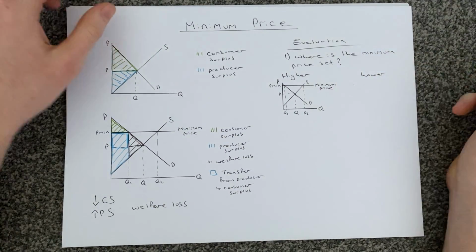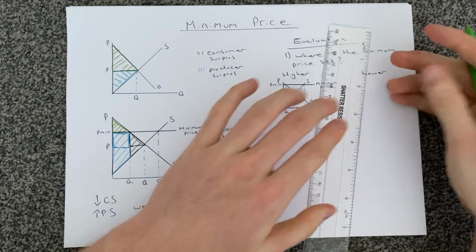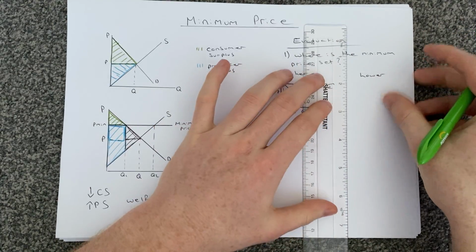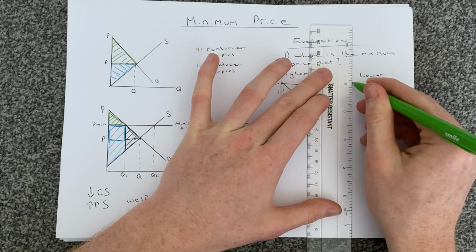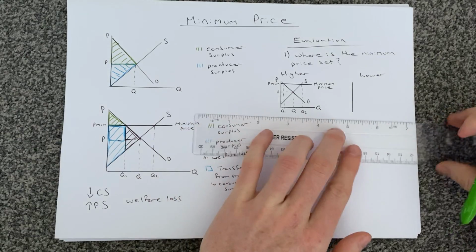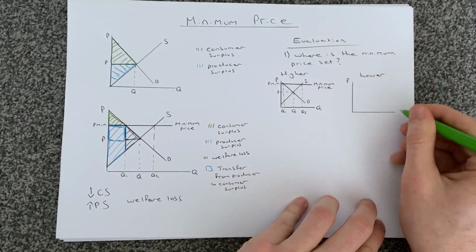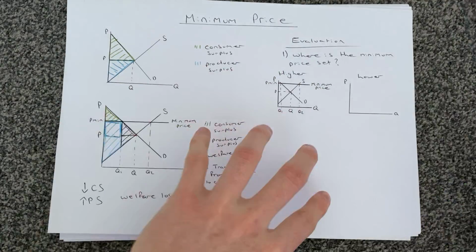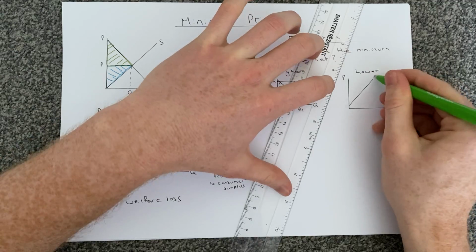And when we talk about lower minimum price, we're thinking about setting one just above the original market equilibrium. So again, we'll draw a diagram to help explain our point. Label the axes, price, quantity. We'll add our supply and demand curve in.